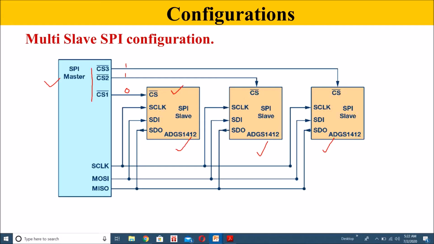Suppose master wants to perform data transmission with slave 2, so that will be 0 and all other slaves will be disabled. And then master will transmit the data to this slave. Then the MOSI line of master is connected to all devices. And MISO line is also connected to all devices, but at a time only one chip is selected. So master will transmit data to that slave and master will receive data from that slave only.